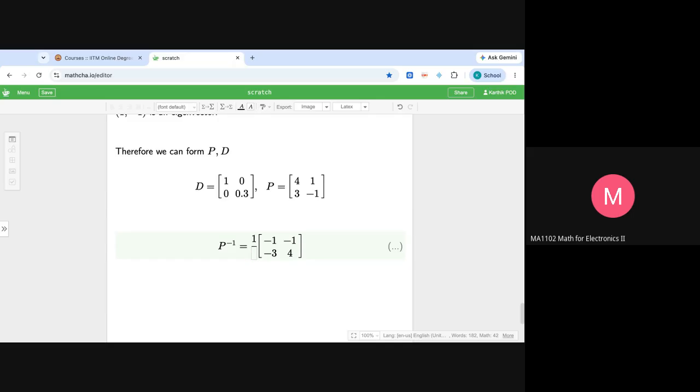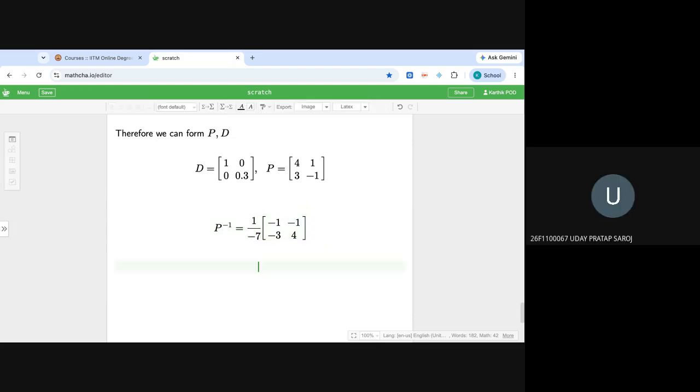So this is minus 4 minus 3, which is minus 7. That is the determinant. So that is all there is to it. Now, if you actually do this, you have to verify it. We are yet to do that, but hopefully this is what we'll get. A will be PDP inverse. If we multiply P, D and P inverse, we should get back A.